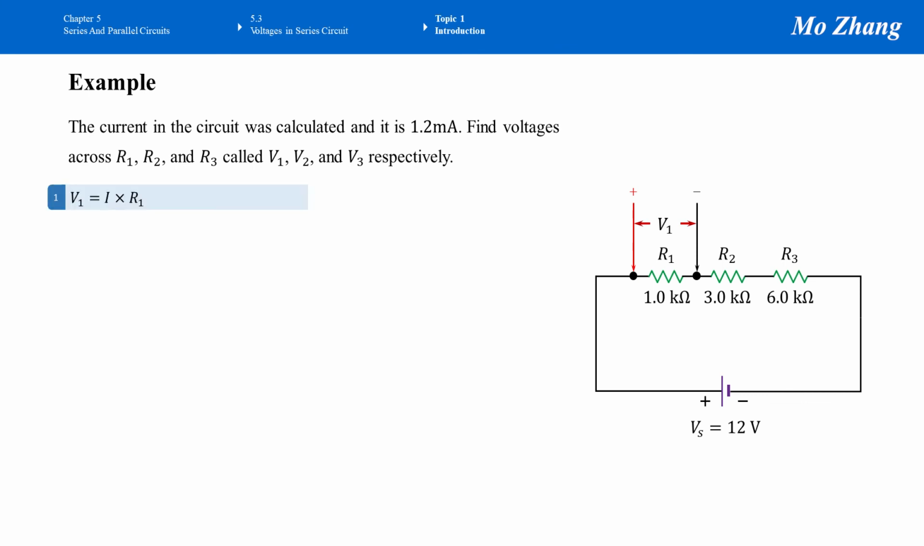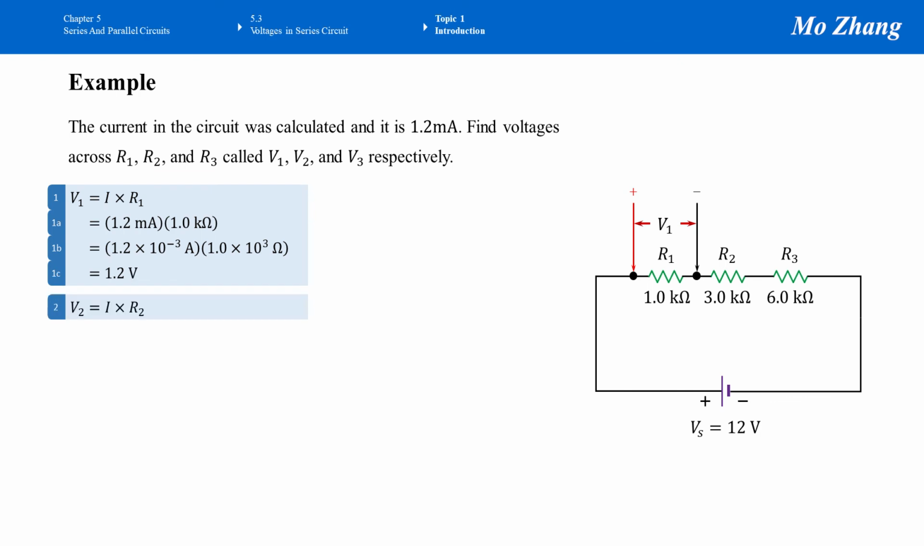V1 equals the current times R1. Since we know the current is 1.2 milliamps, multiplied by the resistance 1.0 kilo ohm, the product is the voltage V1. After multiplying 1.2 milliamps, which is 1.2 times 10 to the power negative 3 amp, by 1.0 times 10 to the power 3 ohm, that is 1 kilo ohm, the product is 1.2 volt.